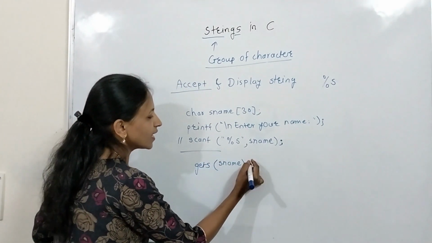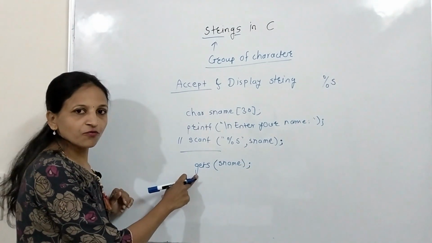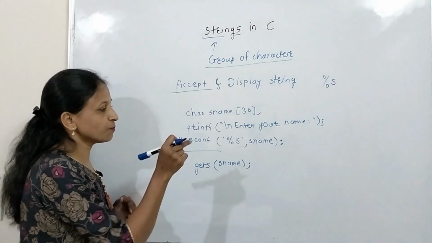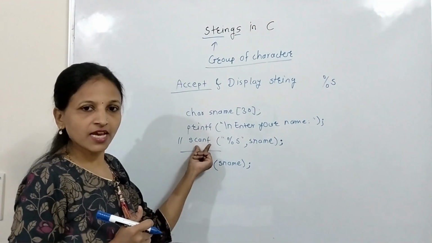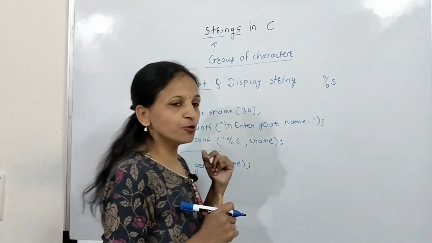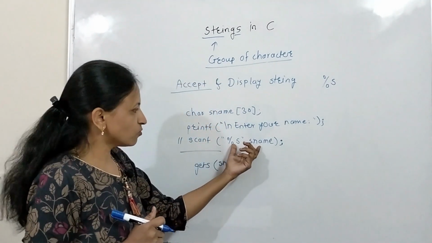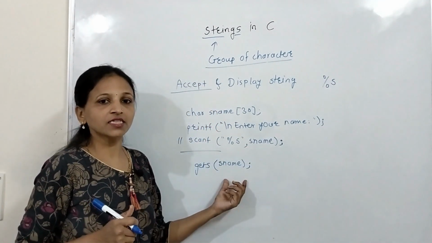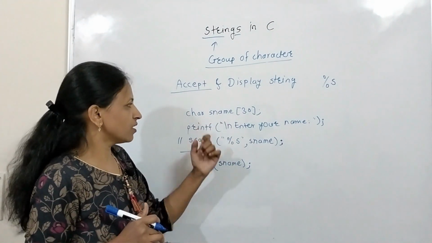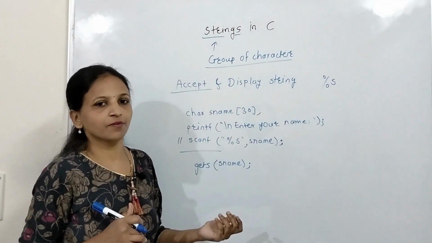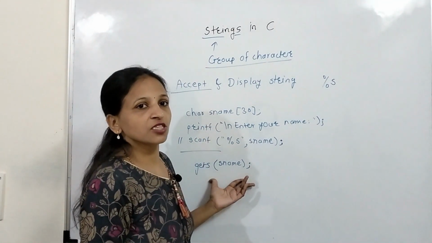Okay, now here gets is what? It is unformatted IO function, that's why don't use that %s. Okay, formatted IO function, this one scanf, means formatted input function. Now here we have to compulsory write %s, but gets, here don't write anything, just put here whatever variable name. Here name is a name of that array.